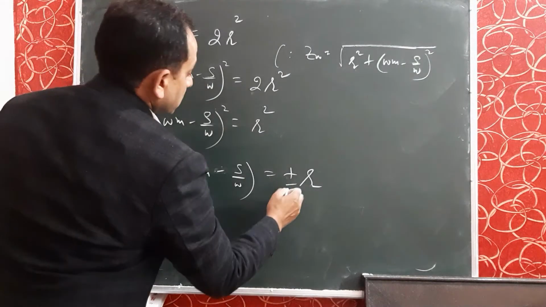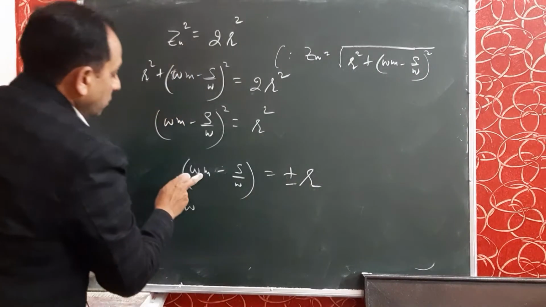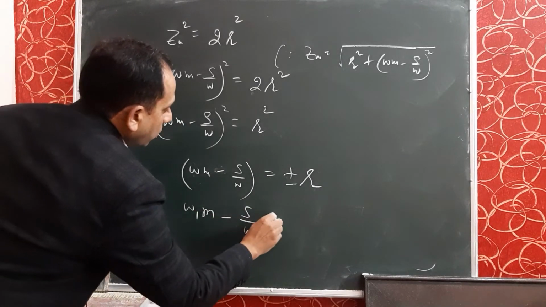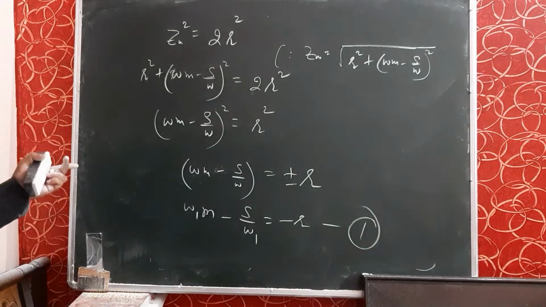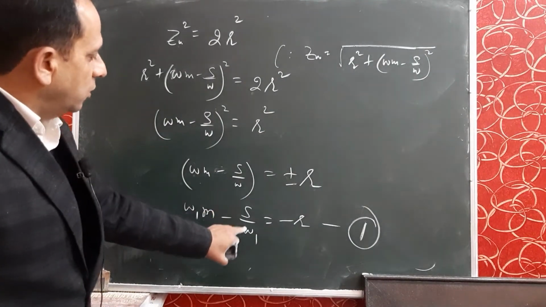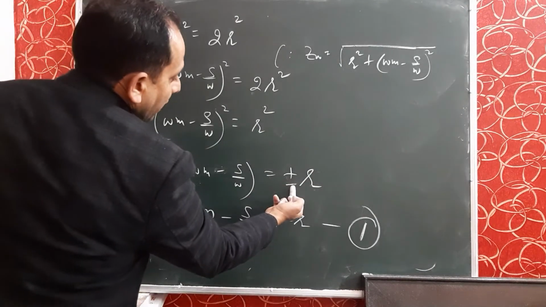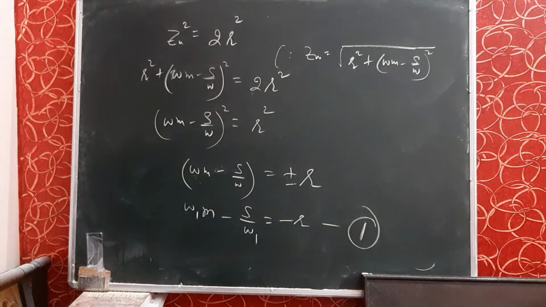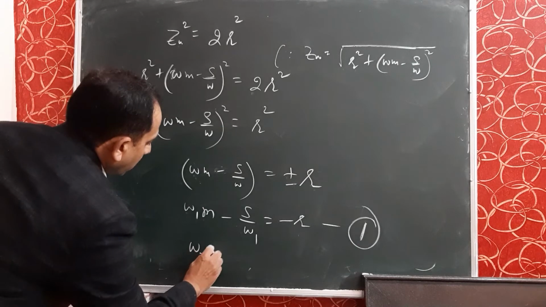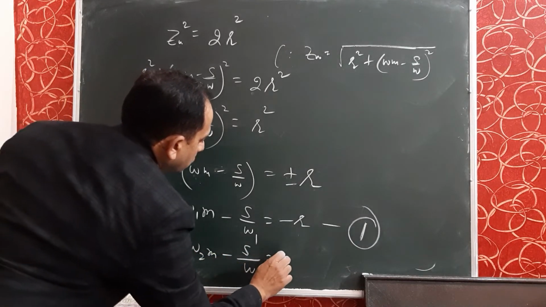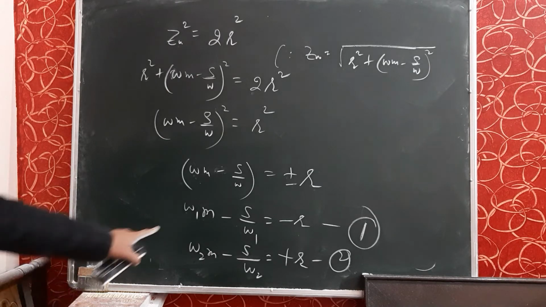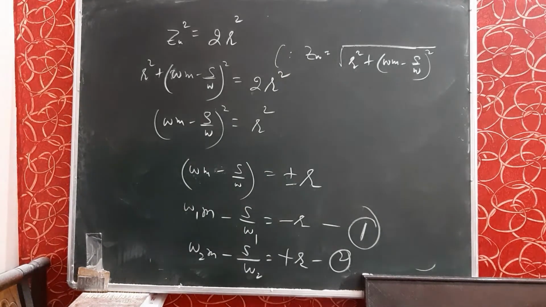So these are two terms, minus r and plus r, so there are two equations. For minus r, we consider omega as omega 1. So omega 1 m minus S by omega 1 is equal to minus r. This is the first equation. For the plus value, I use omega as omega 2. So omega 2 m minus S by omega 2 is equal to plus r. So there are two equations, 1 and 2. The first equation corresponds to the omega 1 frequency, and the second to the omega 2 frequency.